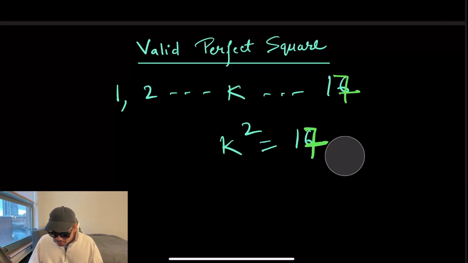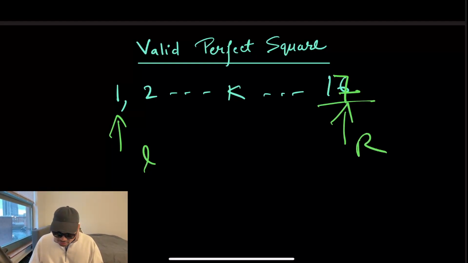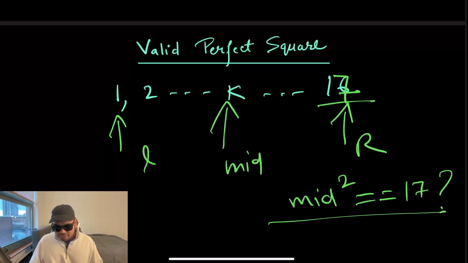So what we want to do is we'll have our left pointer pointing to 1 and right pointer pointing to 17, and then we find the mid, which will point to some number. Then we check if mid into mid, or mid squared, that's a better way of calling it, is equal to 17. If it is, then return true. Otherwise check if mid squared is less than your num.